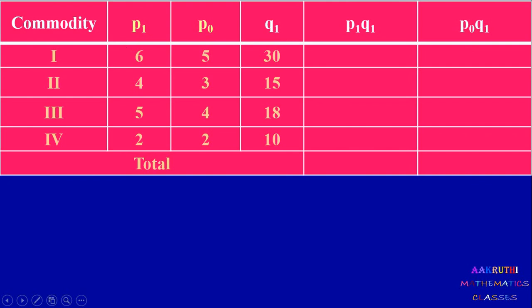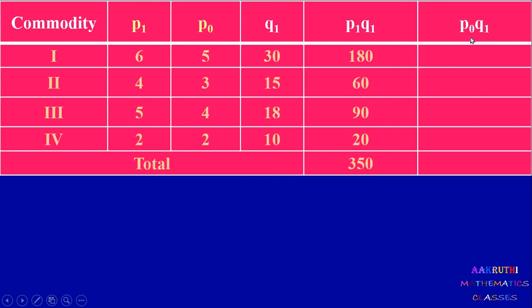First multiply P1 and Q1. So it is 6 into 30, which is 180. 4 into 15 is 60. 5 into 18 is 90. 2 into 10 is 20. Adding all these, we get summation of P1 Q1, which is 350.